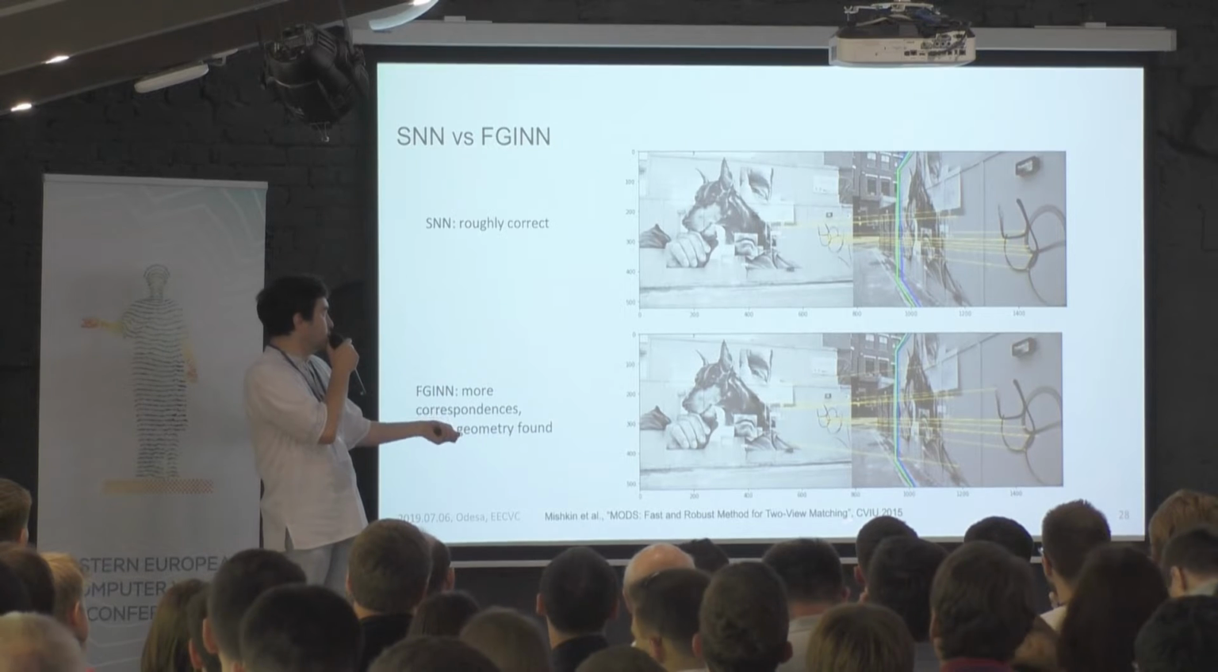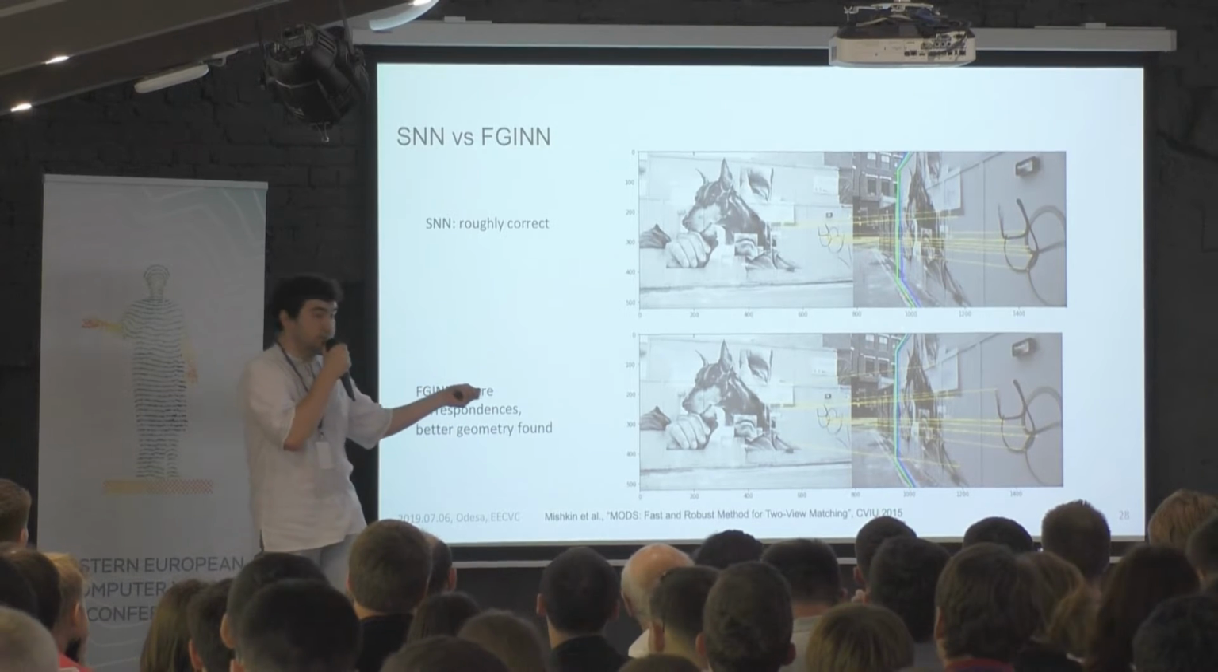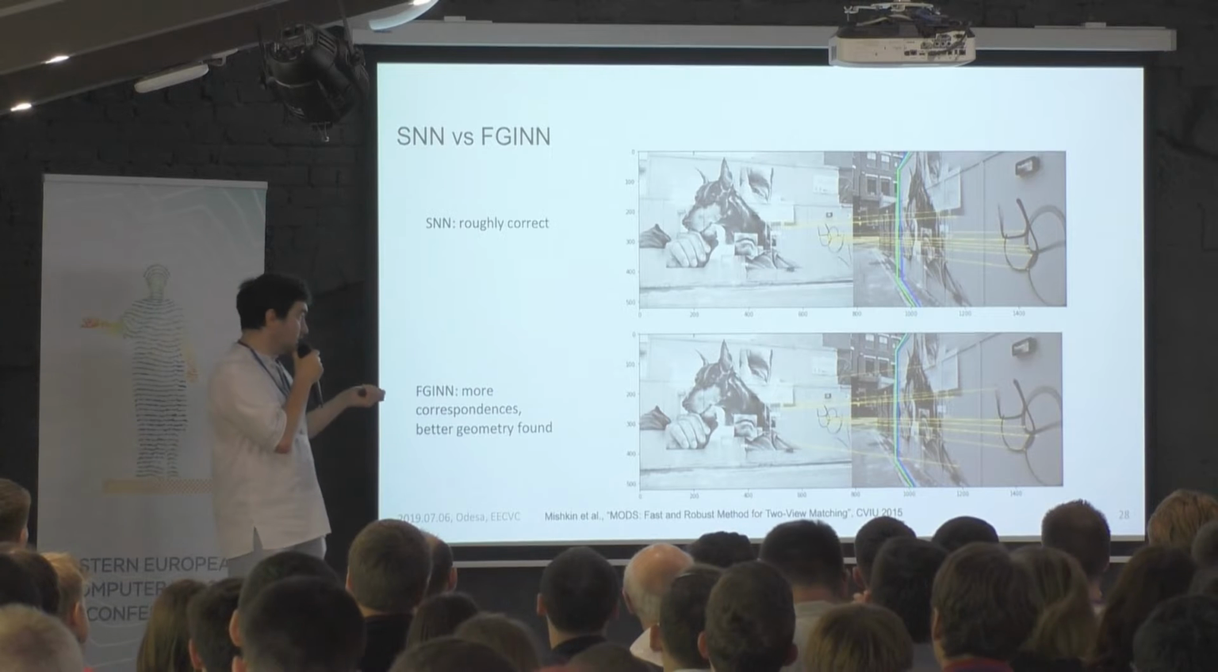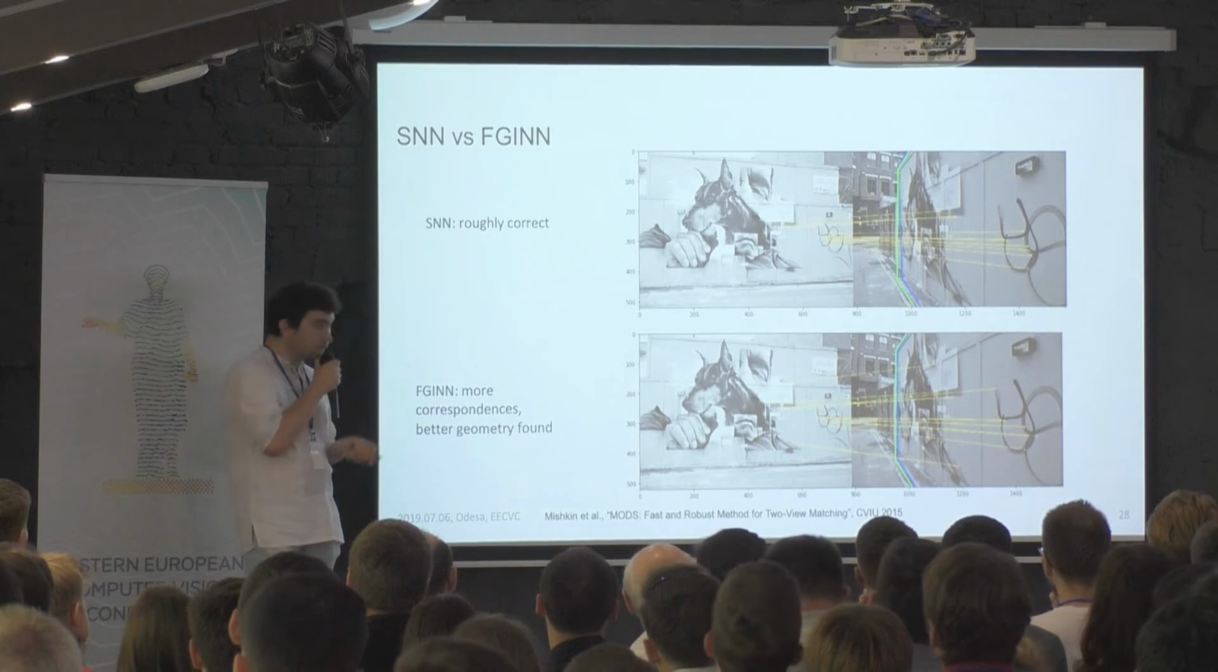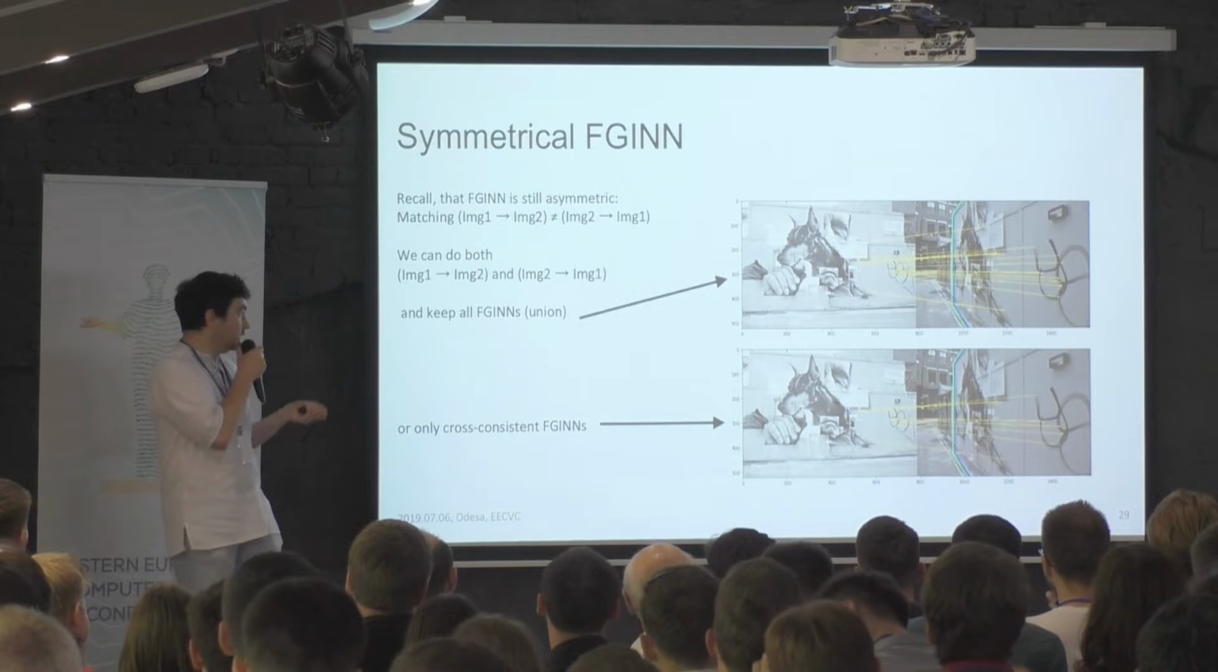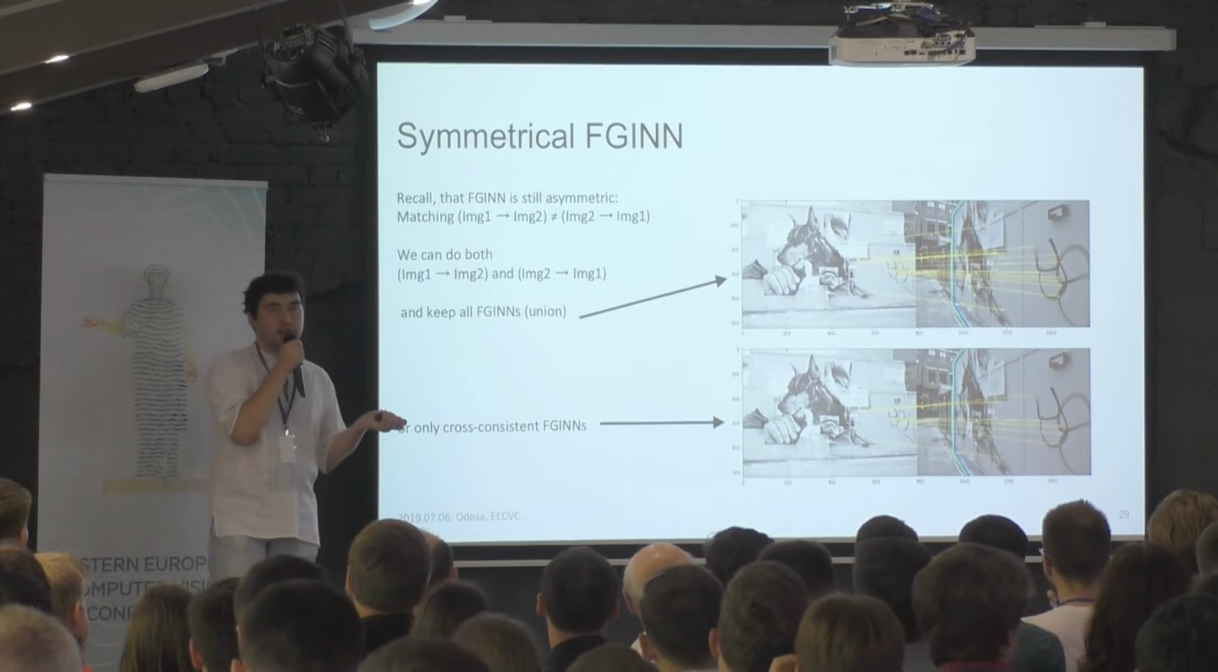This blue is closer to green than the previous one. So we have more correspondences and a better model. Now, what can you do next? This is still a symmetrical process.